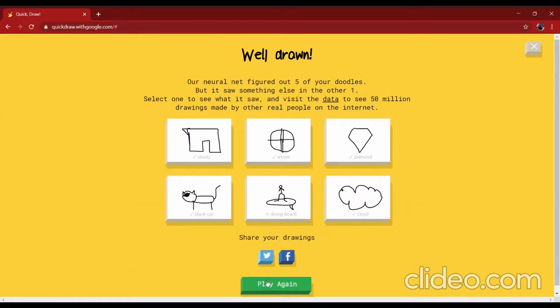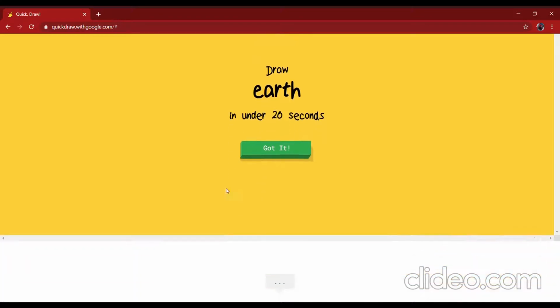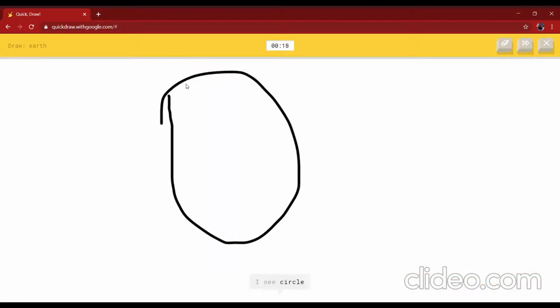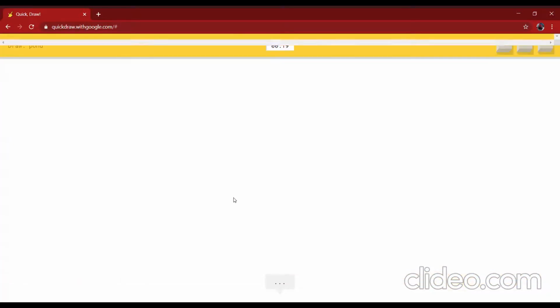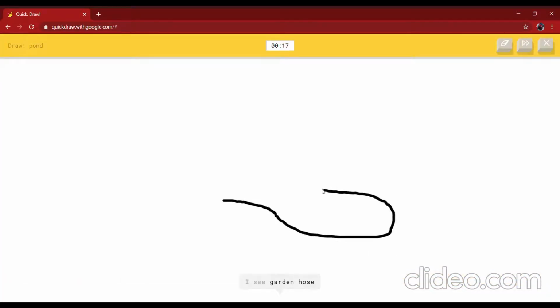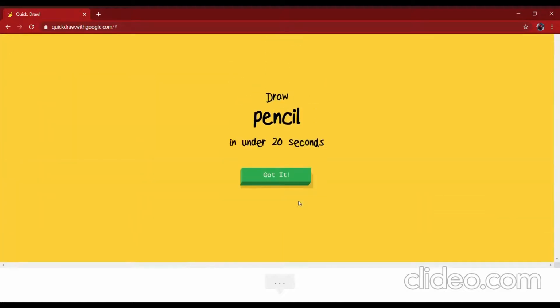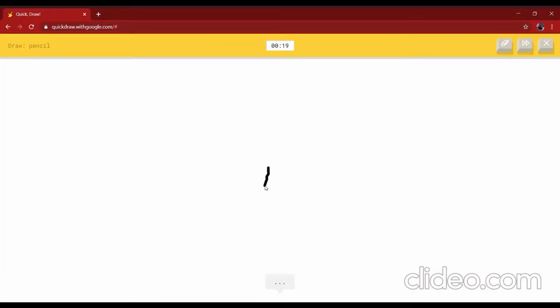Let's play again. Earth. Whoa. I see circle. Or potato. Potato? Oh, I know, it's earth. Pond. Okay, pond. I see garden hose. Or spoon. Or shoe. Oh, I know, it's pond.